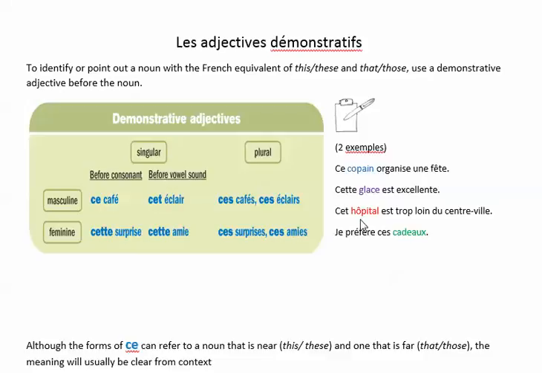Le troisième exemple. That hospital is too far from downtown. Cet hôpital. We put cet because hôpital starts with a vowel sound. But you say cet hôpital, that's how you should pronounce it. Cet hôpital est trop loin du centre-ville. Finally, last example. I prefer those gifts. Je préfère ces cadeaux. Cadeau is plural, so you use ces. Okay?